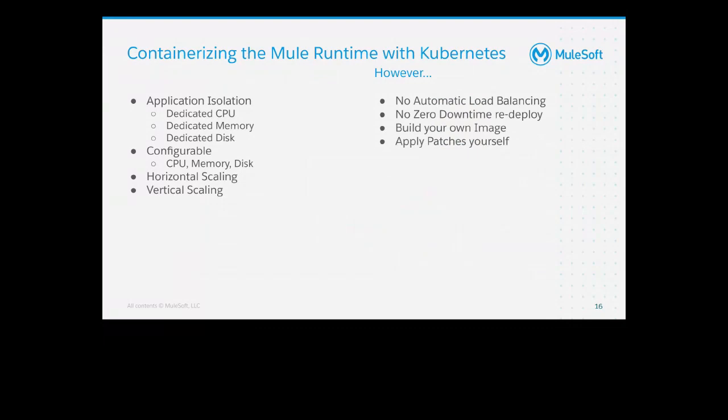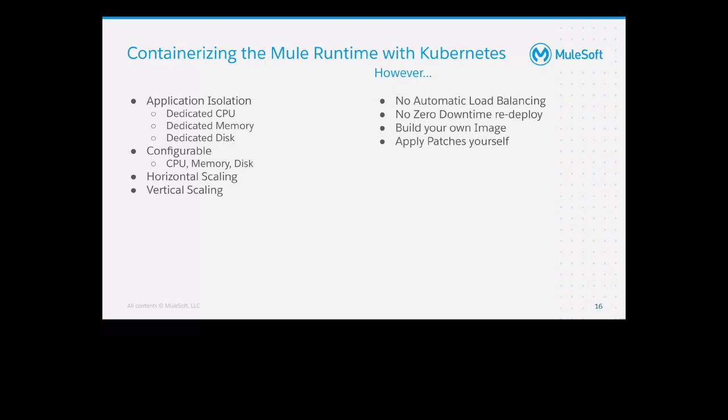However, when you implement a Mule runtime on Kubernetes, there are a number of features that are not available, features that are currently available in CloudHub. So the first one is automated load balancing. If you want to run multiple instances of a pod, then you will have to take care of the load balancing yourself. Also, when you instantiate pods, there is no zero downtime redeploy.